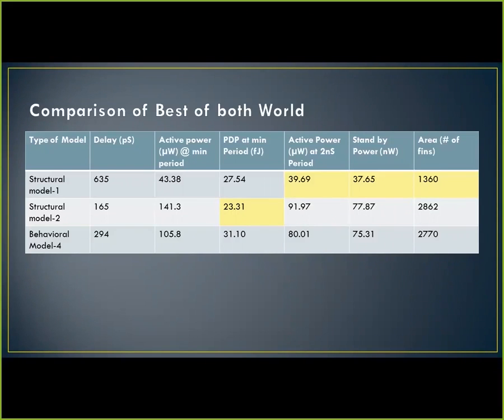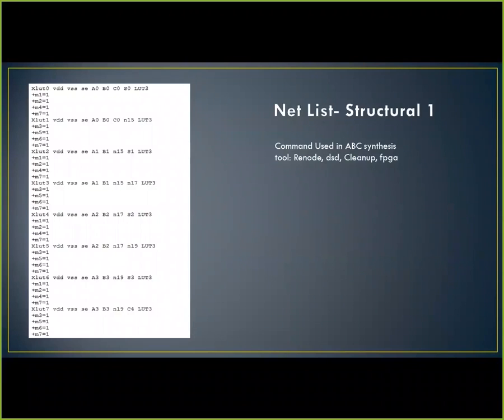Thank you. Actually, when we were reading the commands in the ABC synthesizing tool, each command explains what it does. For example, for our structural model 1, we use the commands cleanup, DSD, and Renode. What cleanup does is eliminate dangling nodes. So if there is any dangling node, it cleans that up. Also, Renode will reconnect the nodes. And DSD also. All of these only aid the area.